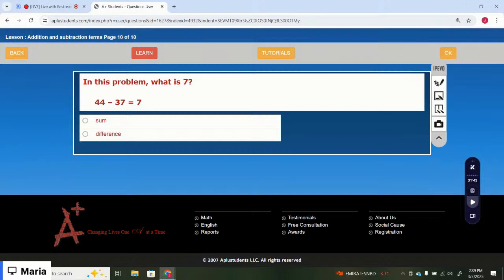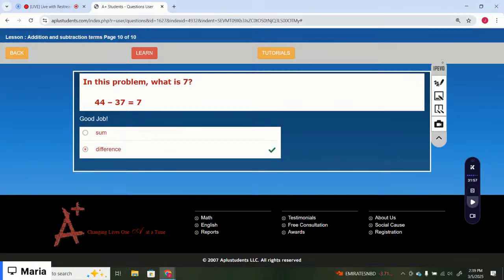In this problem, what is 7? That is difference. Option number 2 is the correct option. Okay, you can complete the lesson by yourself later today.